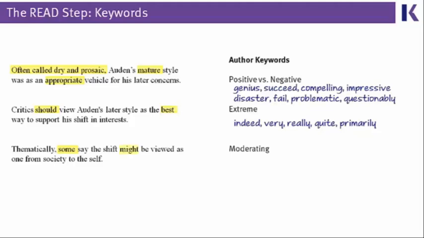This is another word that takes something that could be said to be all the time or none of the time and changes it to just some of the time, that it might be viewed as one from a society to the self. Other examples of moderating keywords are can, could, may, and might, like we saw before.